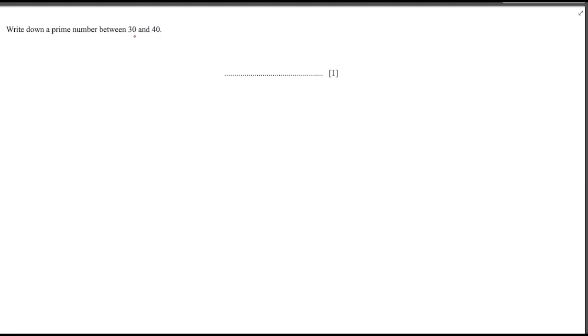Write down the prime number between 30 and 40. Write down a prime number. Now one number you have to write. So 31 is a prime number between 30 and 40.